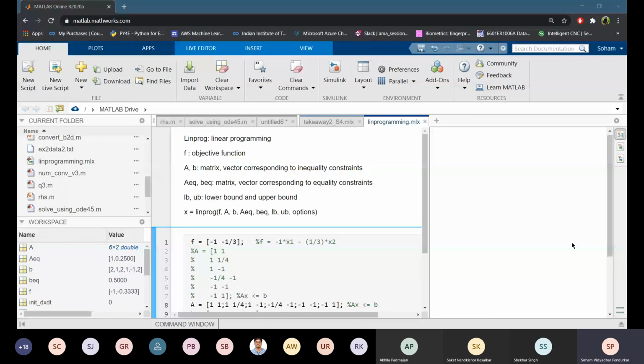The link I've put in the chat box is for the Symbolic Toolbox. You are encouraged to find out more about it. Then there was one more link. Oh my god, I deleted it somehow. Okay, I'll post it afterwards.